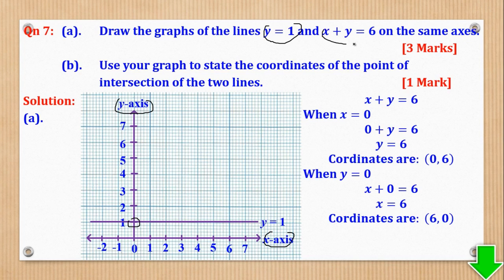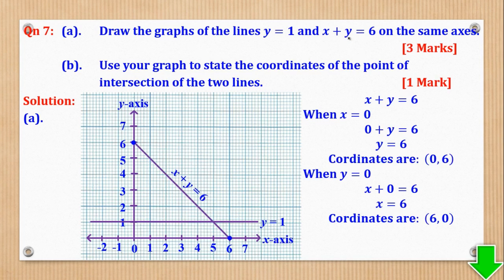But for this one, you have to first plot these two coordinates. So 0, 6 is here, then 6, 0 is here. Then you have to get a ruler and join these 2 points. It must be a ruler. So let's do that. And label the line. So that is line x plus y equal to 6.